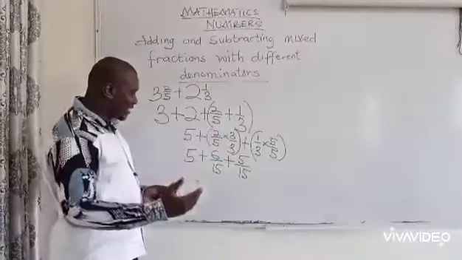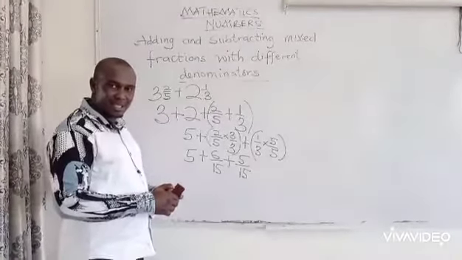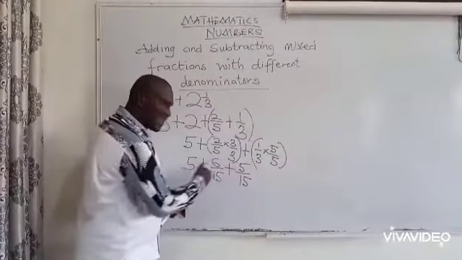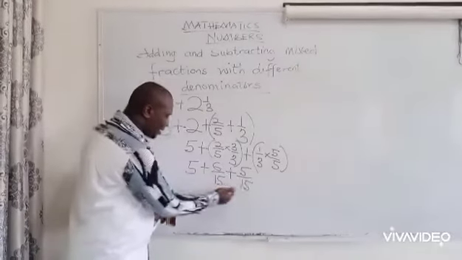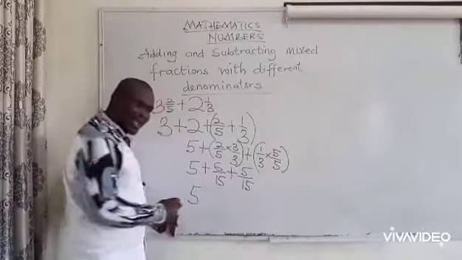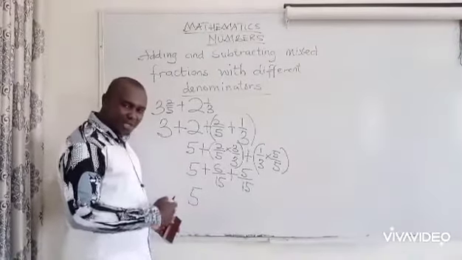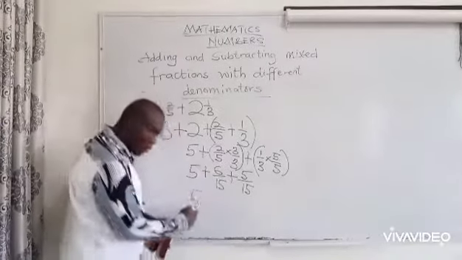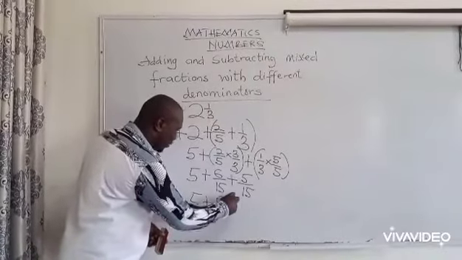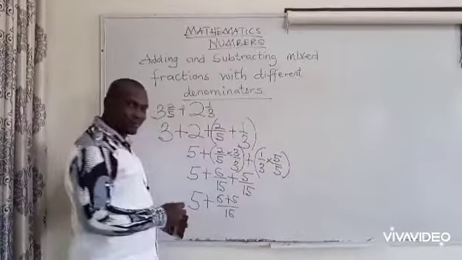Don't forget that in addition and subtraction of fractions with the same denominators, we said that you are to add the numerators and pick only one denominator. So we have our 5 whole number. Please don't forget your whole number. It's very important. Always remember to move with the whole numbers. Plus 6 plus 5, all out of 15.